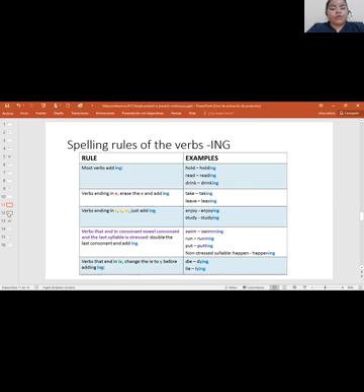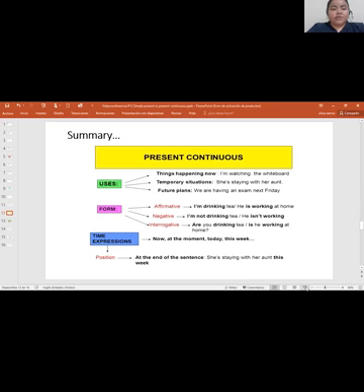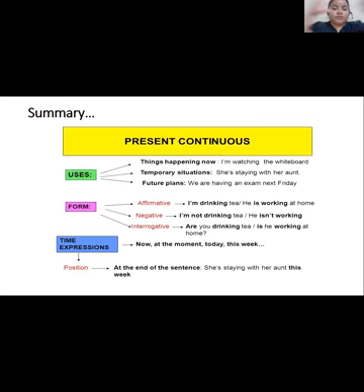So we're going to make a summary right now of what we just did, right? Como un overall of what we just did for the present continuous or present progressive. This is what we did, right? We have the uses. Things that are happening now, right? Temporary situations, future plans. Estas dos son iguales, no nos podemos preocupar. Forms, negatives, affirmatives, and interrogatives.